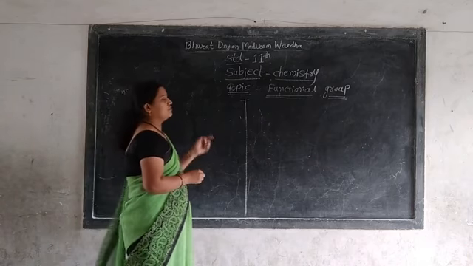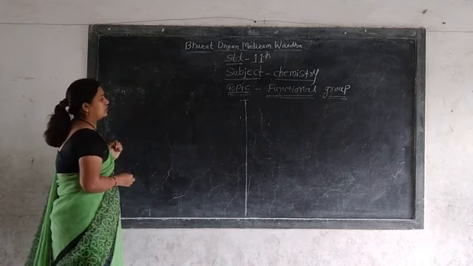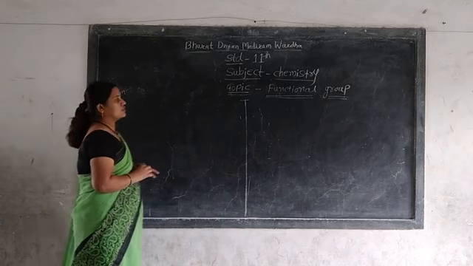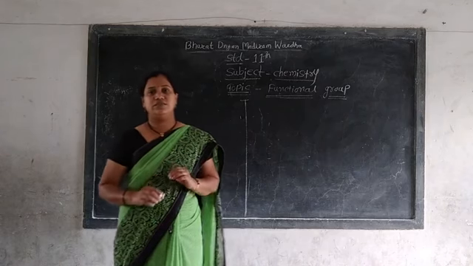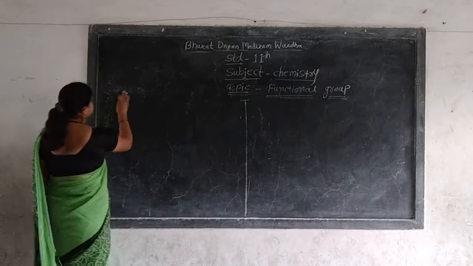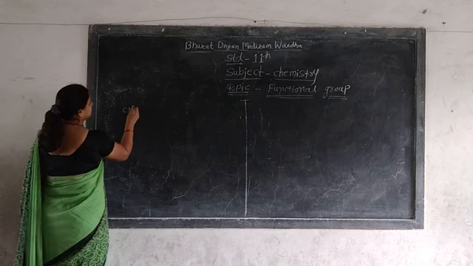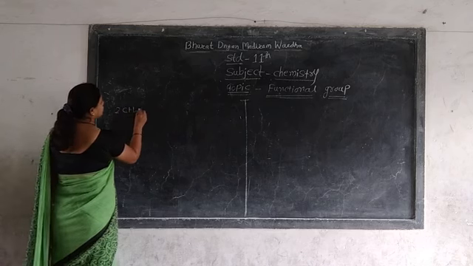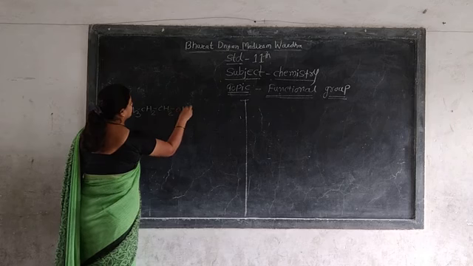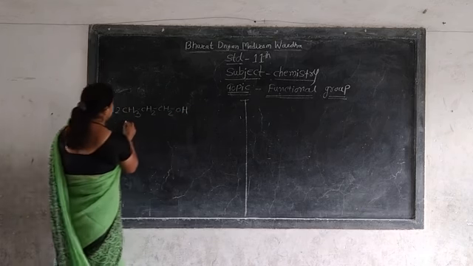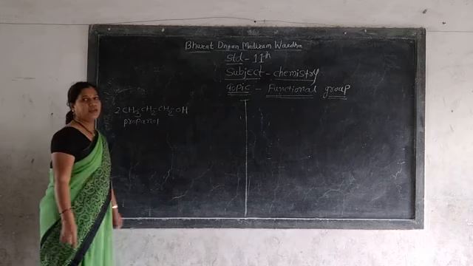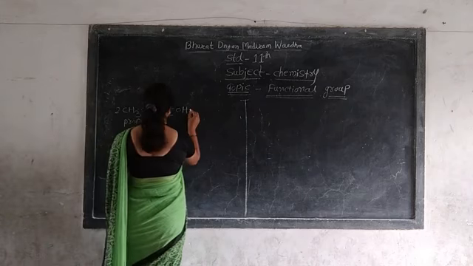So, firstly, what is the functional group? Before going towards the definition of the functional group, firstly we observe one reaction. Listen and observe the reaction. Two molecules of CH3CH2CH2OH. It is propanol, or n-propyl alcohol.